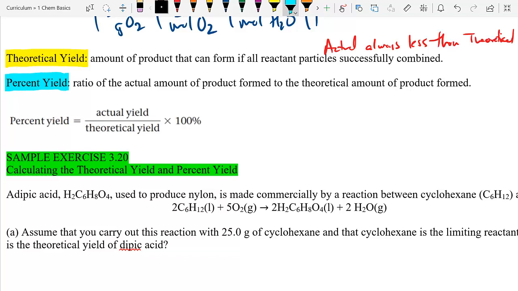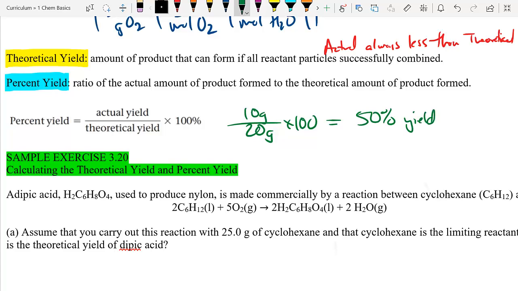It's our ratio of how much product actually forms compared to the theoretical amount. So our percent yield formula is actual over theoretical times 100. If, for example, you had a calculation that says you're supposed to get 20 grams of product, but you do the experiment and you get 10 grams of product, when you set that up, you're going to find that 10 over 20 times 100 gives us 50% yield of that thing, only 50%.